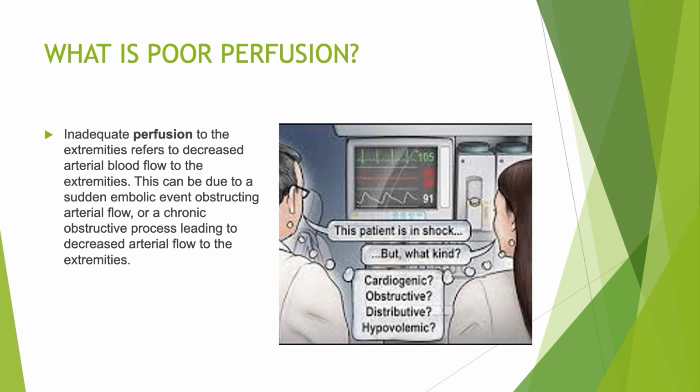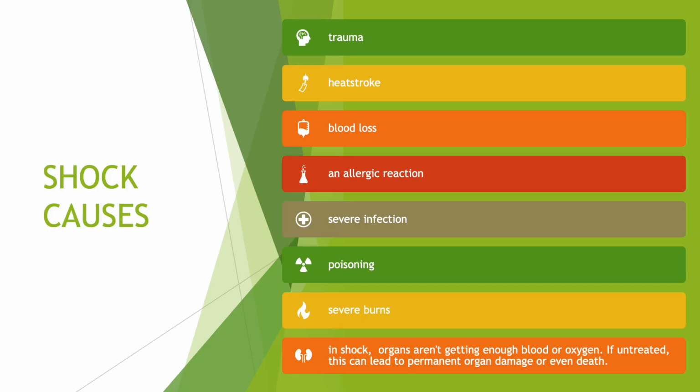So it seems simple enough. What is poor perfusion? It's inadequate tissue perfusion. If we can find out what's causing the inadequate tissue perfusion, we can correct the problem. But again, we need to do some investigative work to find out what's happening. So remember, we have those three major categories of shock: hypovolemic shock, cardiogenic shock, and neurogenic shock. And if you look at the causes, trauma, heat stroke, blood loss, allergic reaction, a severe infection, poisoning, a severe burn, okay, it's going to fall under one of those particular three categories.